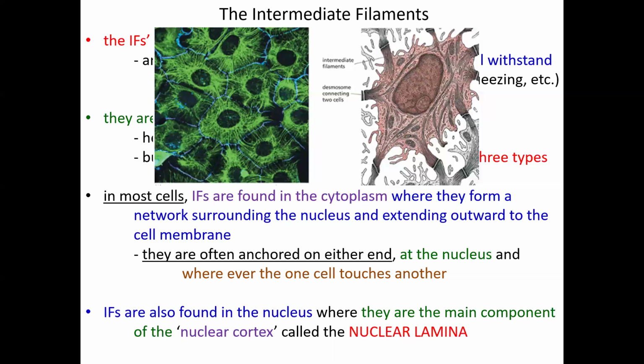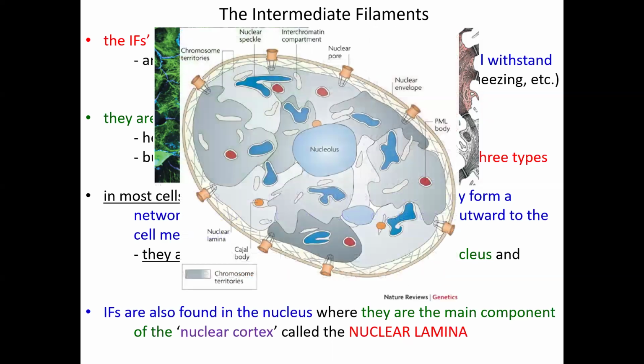That's the cell cortex. The nucleus also is made up of a membrane. The nuclear membrane is also olive oily, and we want a little bit more structural integrity for the nucleus as well. And so the nucleus has its own cortex, called the nuclear cortex, and the nuclear cortex is made up of intermediate filaments, in fact, proteins that are referred to as the nuclear lamina.